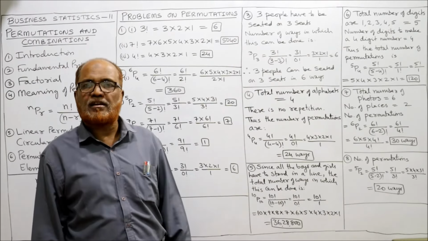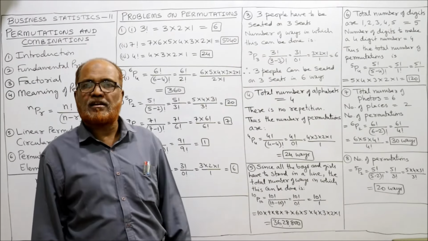4P4. Total number of alphabets is 4. There is no repetition. Thus the number of permutations is 4P4. So 4 factorial divided by (4 minus 4) factorial, which is 0 factorial. 0 factorial means 1. 4 into 3 into 2 into 1, 24 ways. So in 24 ways we can arrange the alphabets in the word risk.